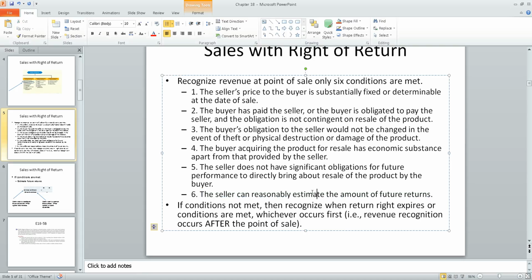Okay, so since we can estimate the amount of return, it's okay for us to go ahead and recognize revenue at the time of the sale, but we have to book an estimate, prepare a journal entry to book our estimated future returns on these sales. Just as an aside, if we had not been able to reasonably estimate the amount of return, then we would have to defer recognition of the revenue.